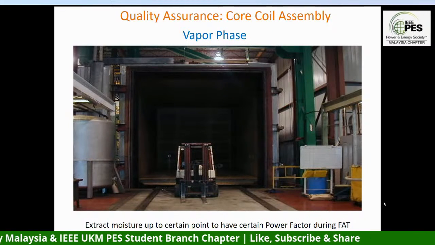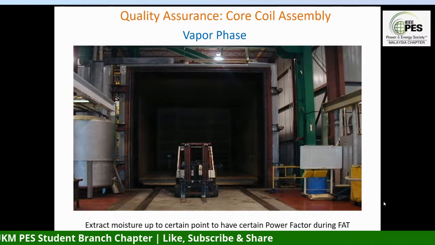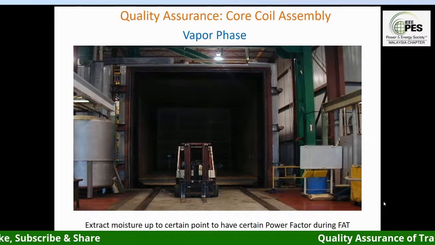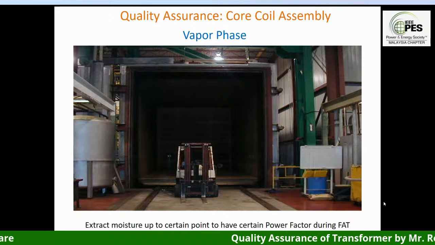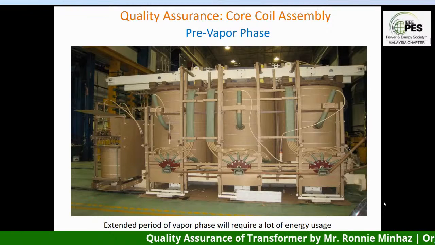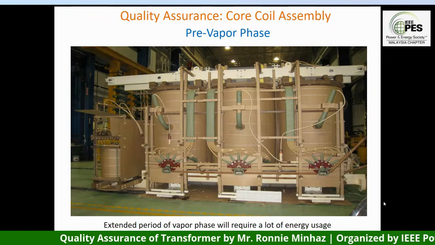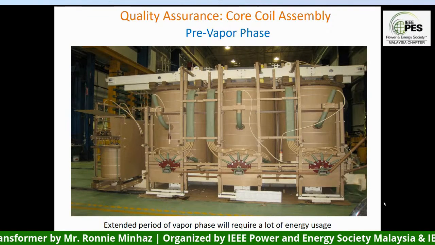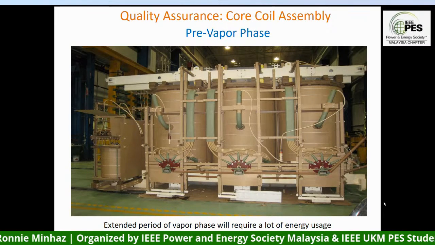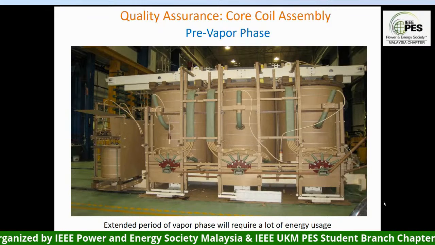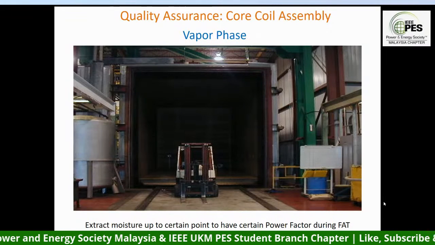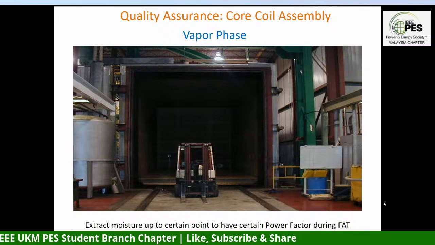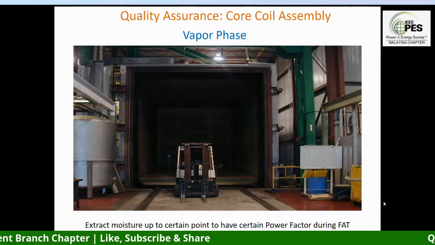Now here's the question that comes. Vapor phase means the manufacturer will use kerosene vapor to extract the moisture from this. To extract the moisture from this, the bigger it is, the more exposed it is to the environment, the more moisture is absorbed from the environment. That means the manufacturer has to put this transformer into this chamber for a longer period. Longer period means anywhere from 3 days to 7 days.